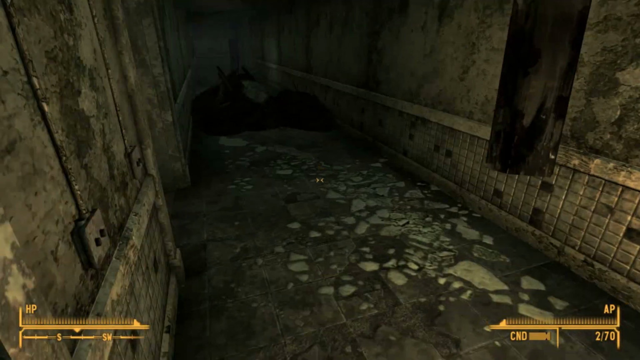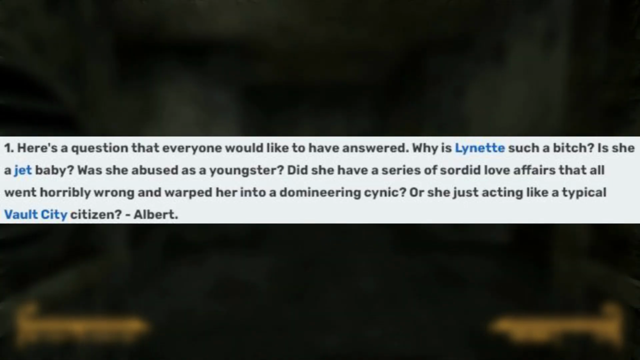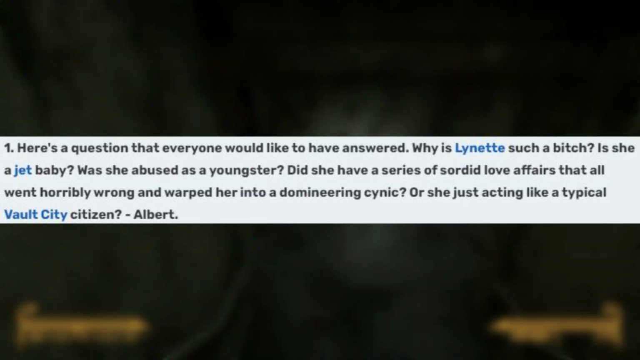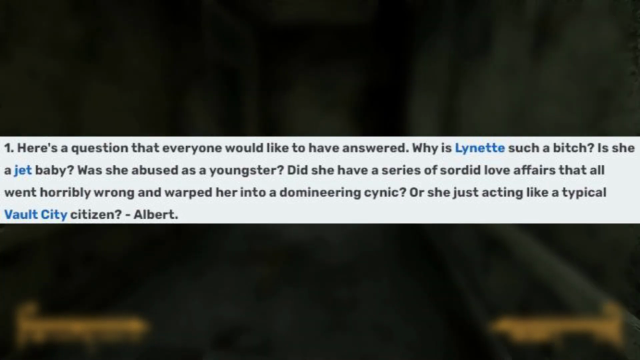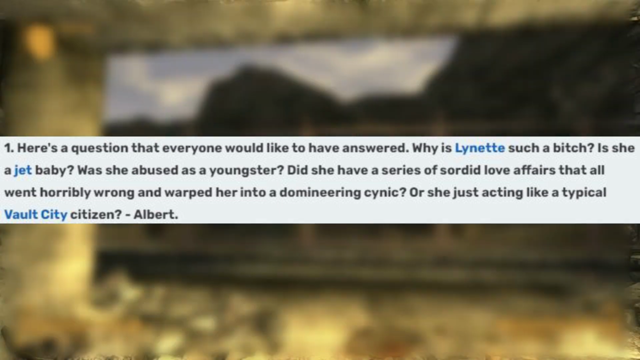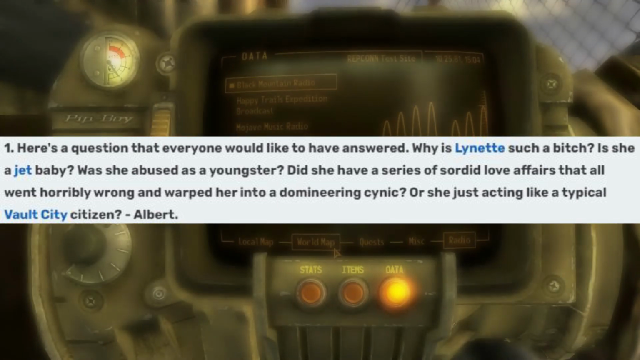The next section is a Q&A, starting with the first question. Here's a question that everyone would like to have answered. Why is Lynette such a bitch? Is she a jet baby? Was she abused as a youngster? Did she have a series of sordid love affairs that all went horribly wrong and warped her into a domineering cynic? Or is she just acting like a typical Vault City citizen?